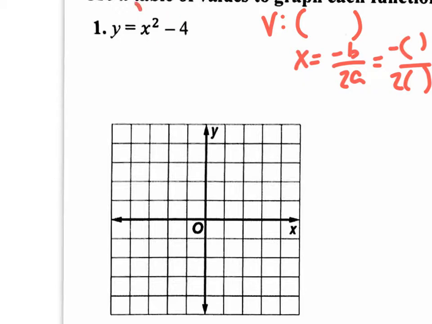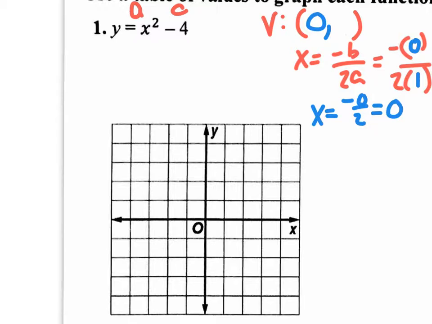In other words, your a value is with the x squared, which is 1. Your b value is the term in the middle, which is not even there, so your b value is 0, and your c value is negative 4. So you're going to plug in a 0 for b and a 1 for a. Now, what does that mean? That your x value of your vertex will be negative 0 divided by 2, which is still 0. Right? So your vertex x value will be 0.